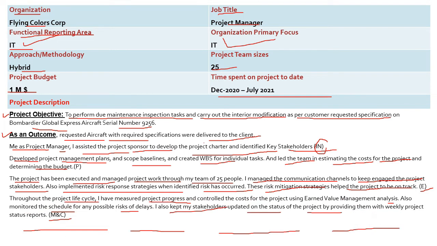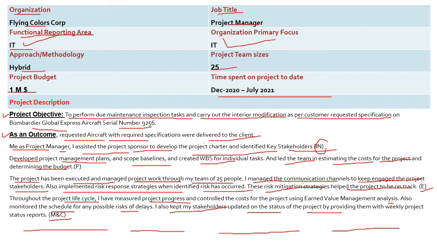Then let's move on and see the activities of MNC, that is monitoring and controlling. Throughout the project life cycle, I measured project progress and controlled the cost of the project using earned value management analysis. I also monitored the schedule for any possible risk of delays. I also kept my stakeholders updated on the status of the project by providing them with a weekly project status report. So these are the activities you are going to mention as part of monitoring and controlling of your project.